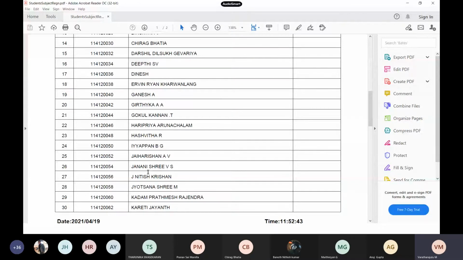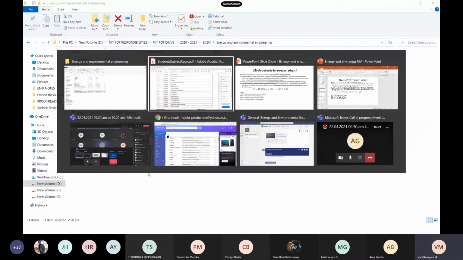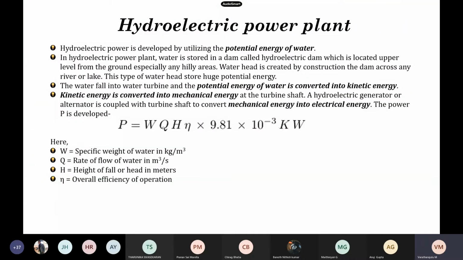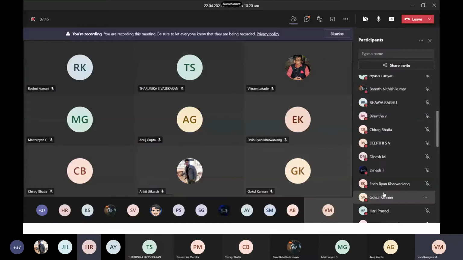Gogol, Haripriya, Hashvita, Yepan, you please join with us till the end. Please unmute your mic so that I can hear some information from your end. Sir, till what roll number? It is to understand whether you are in line with the content, or if you have any doubts, there might be a chance for a conversation. Have you joined? No one unmuted.